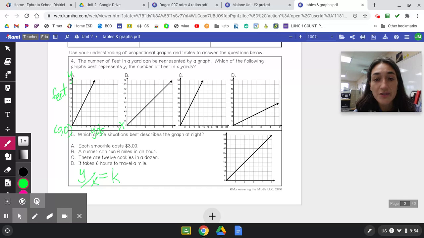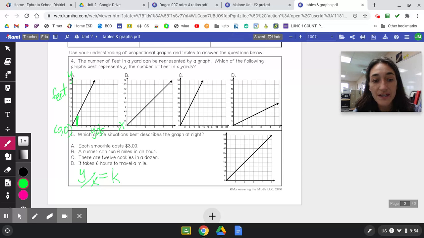Basically, since all of these already have lines and points, if I know 1 yard is equal to 3 feet, I'm going to go over to 1 on the x-axis and go up and see if it meets where the 3 is. In the first case, it does not. 1 yard does not line up where 3 feet is. It lines up where 6 feet is. There are not 6 feet in 1 yard. Therefore, that option is out.